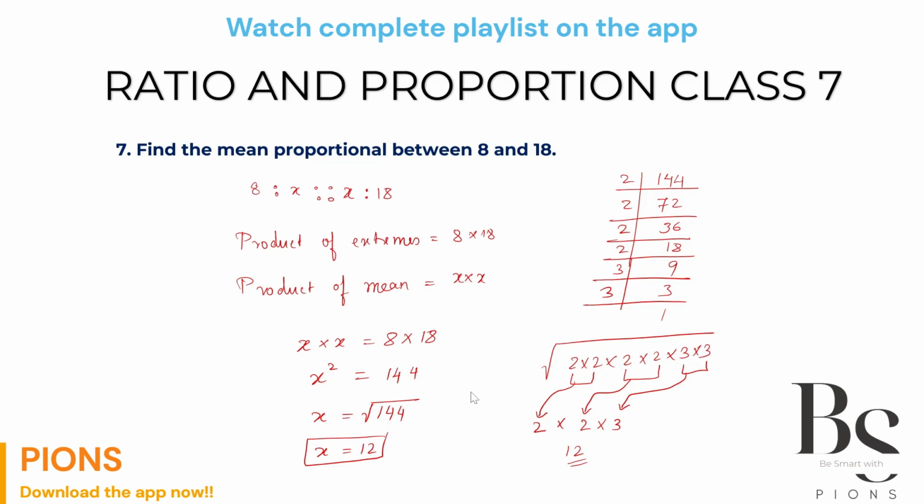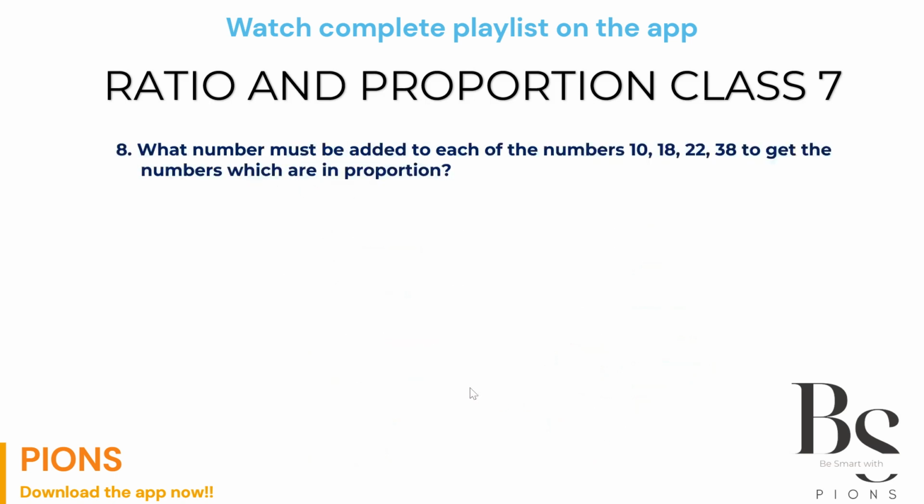So this is the way we calculate the root. Let's move to question number 8. Question number 8 says: what number must be added to each of these numbers to get a new set of numbers which are in proportion? Okay, let me repeat again. The question says what number must be added to each of these numbers 10, 18, 22, 38 to get the numbers which are in proportion. So when you add some number to all of them, new numbers will be formed, and these new numbers will be in proportion. Clear?